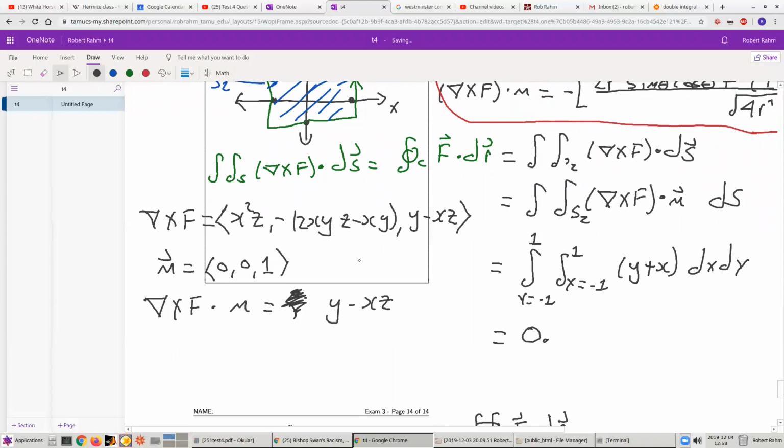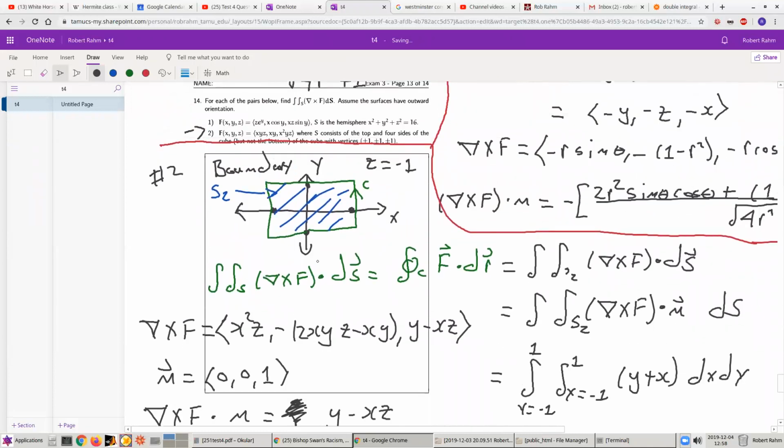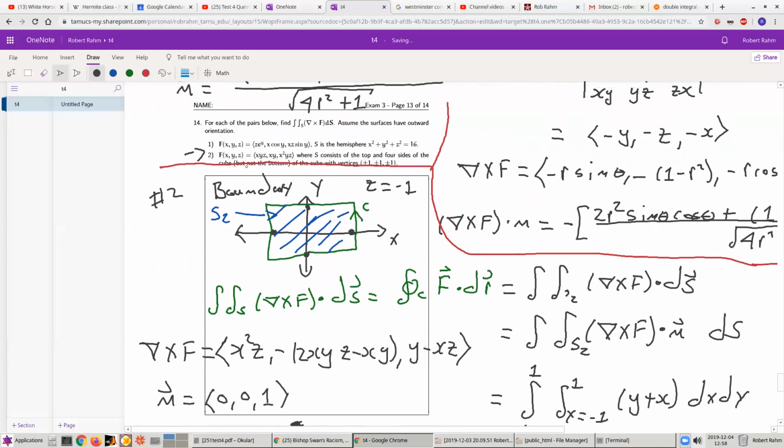Okay, so the point of this problem is the following observation. If two surfaces have the same boundary curve, then the integral of the curl field on one surface is equal to the integral of the curl field on the other surface. So let me say this one more time. If two surfaces have the same boundary, the surface integral of the curl field over one surface is equal to the surface integral of the curl field over the other surface.